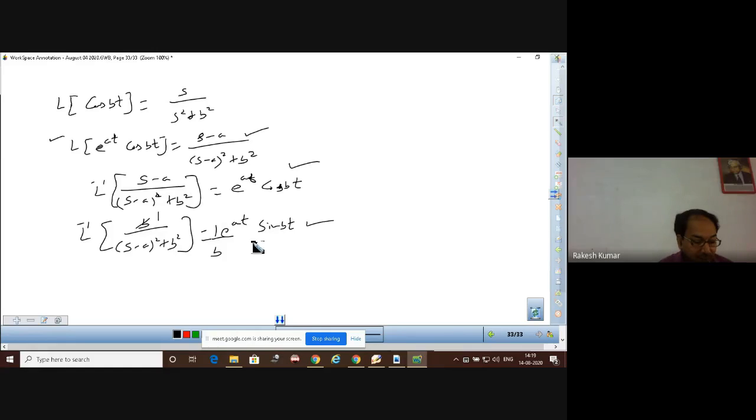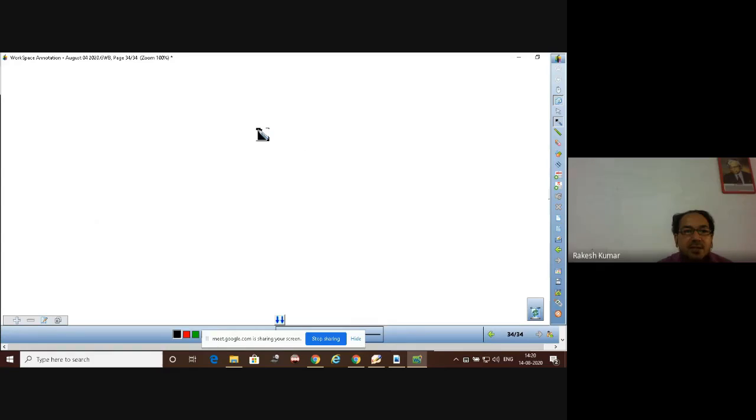Similarly, we can find out the formulas for the hyperbolic functions, cos hyperbolic and sine hyperbolic. So for finding out the inverse Laplace transformation, we must be aware of these formulas, and we should also be aware of the partial fraction method, which we have done in the 10 plus 2 class.